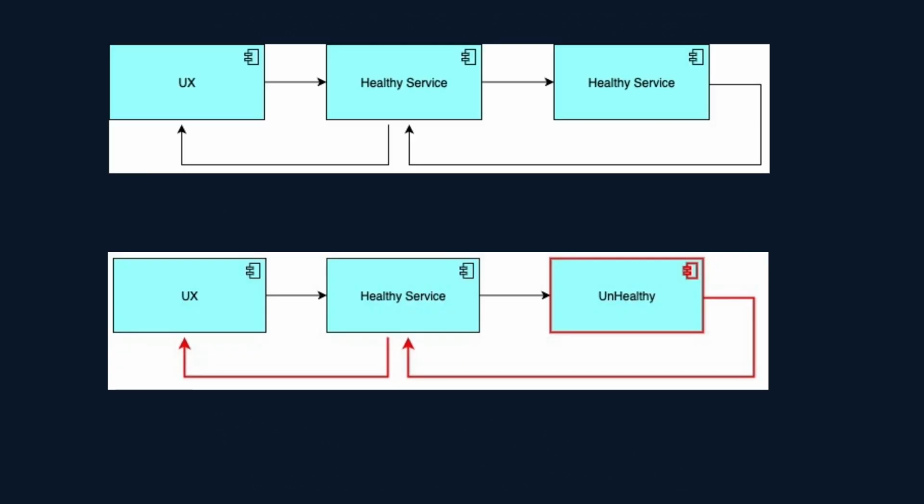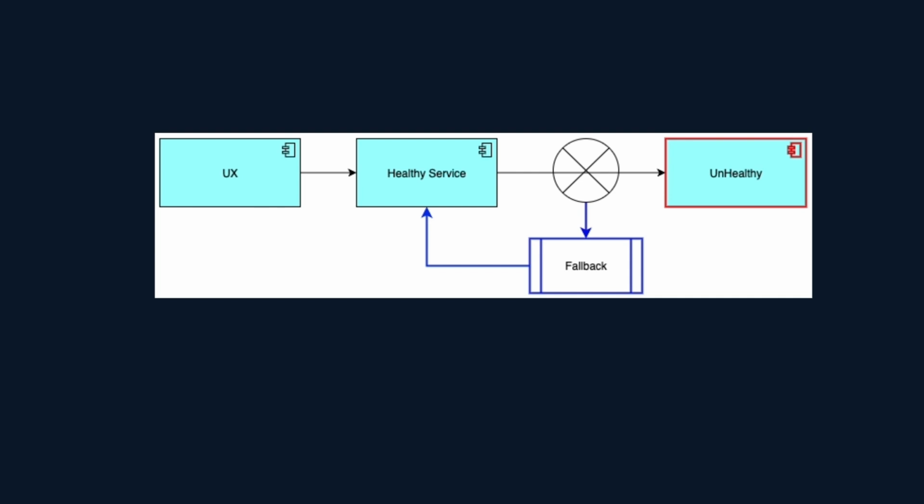In a microservices architecture, services rely heavily on each other. But what happens if one of those services becomes slow or fails completely? The circuit breaker pattern prevents repeated attempts to call a failing service. It detects failures and trips the connection, just like an electrical fuse.